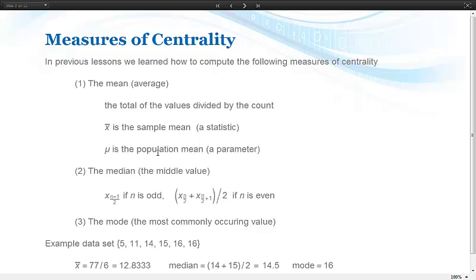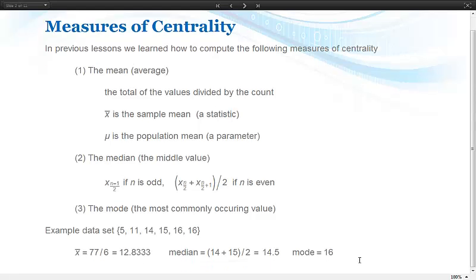And when we're referring to the population mean, a parameter for the population, we use the symbol mu, the Greek letter mu. The second measure of centrality we considered was the median. It's the middle value, or more precisely, it's the middle value if n is odd. But if n is even, it's actually the average of the two middle values, the values adjacent to the line that splits the data set in half. The mode is the most commonly occurring value.